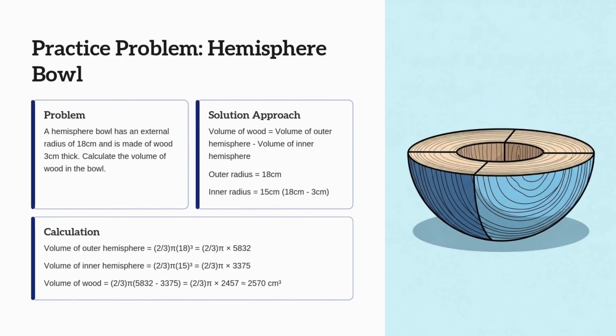Practice problem. Hemisphere bowl. Problem. A hemisphere bowl has an external radius of 18 centimeters and is made of wood that is 3 centimeters thick. Find the volume of wood in the bowl. Step 1. Idea of the solution.